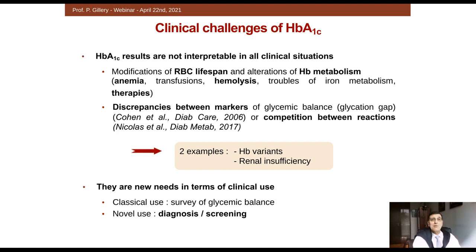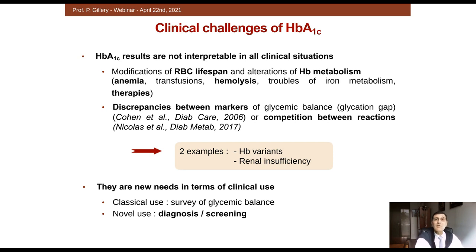There are also situations where there are discrepancies between markers of glycemic balance or competition between reactions, and in order to illustrate it, we will take two examples: hemoglobin variance and renal insufficiency. The second type of challenge is related to the new clinical use of HbA1c. Classically, HbA1c was used for the survey of glycemic balance, but now HbA1c can be used for diagnosis or screening.